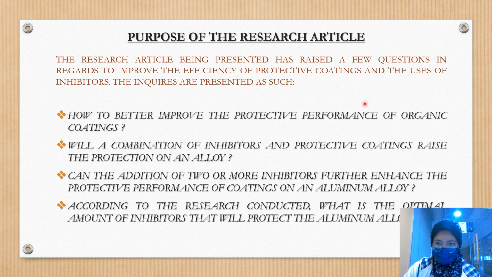First of all, there are a few questions that have been raised from the article and will be brought back later on in the presentation, which is how to better improve the protective performance of organic coatings. Will a combination of inhibitors and protective coatings raise the protection of an alloy? Can the addition of two or more inhibitors further enhance protective performance of coatings on aluminum alloys? And, according to the research conducted, what is the optimal amount of inhibitors that will protect the aluminum alloy best?